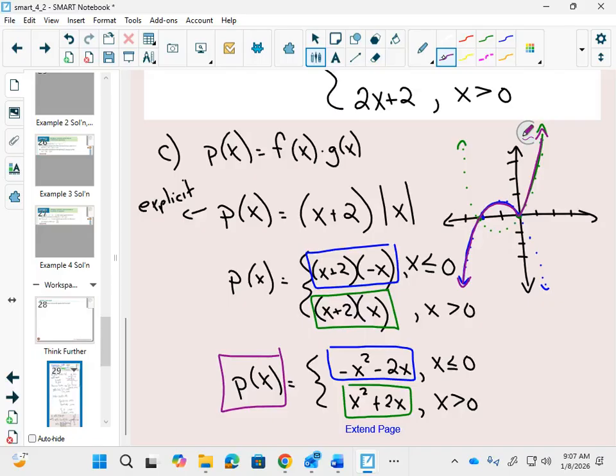Now it didn't ask us to graph it. It just asked us to find the domain and range. And now that we're done, our domain and range are listed there. That's interesting.